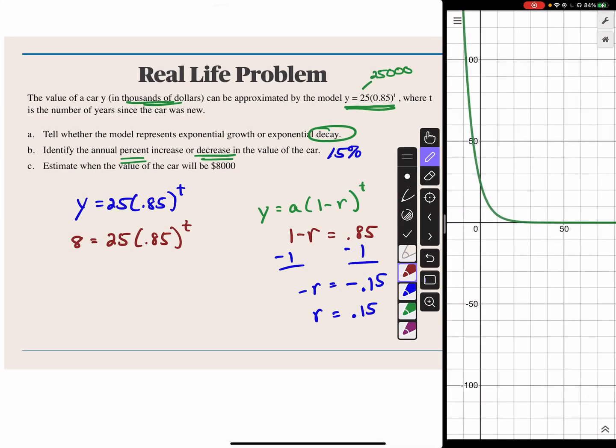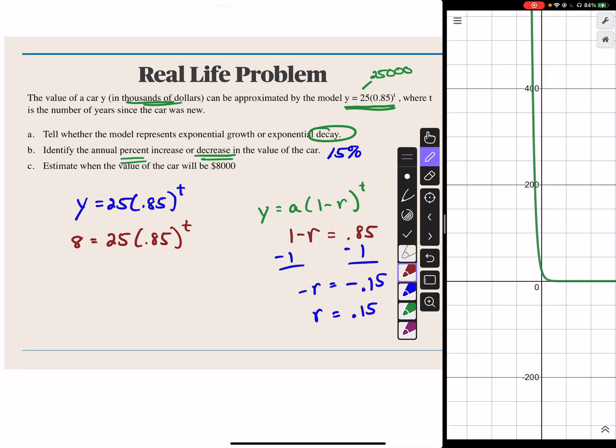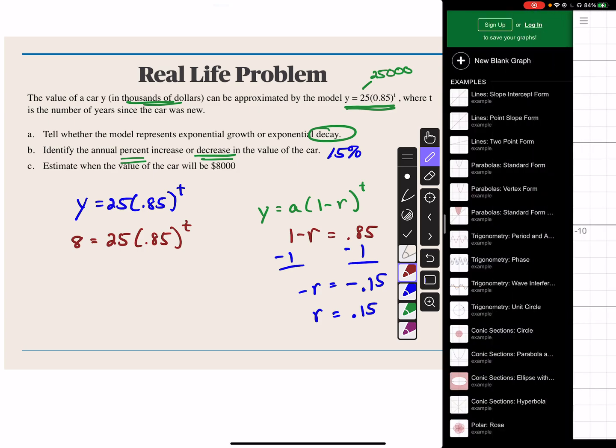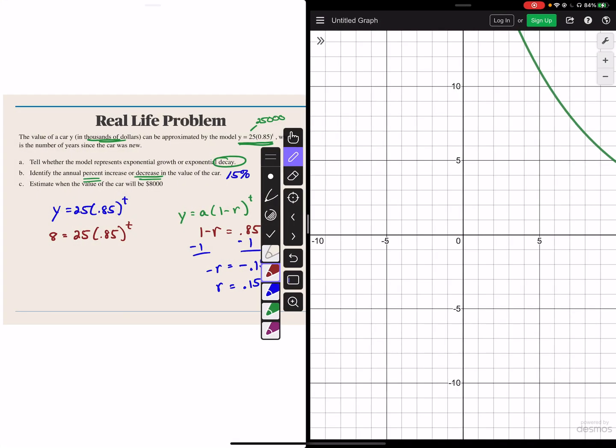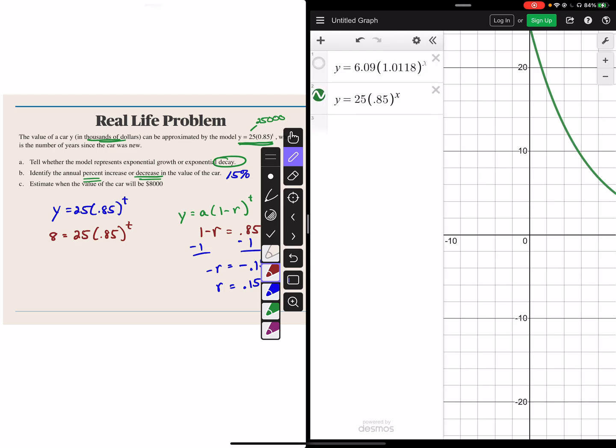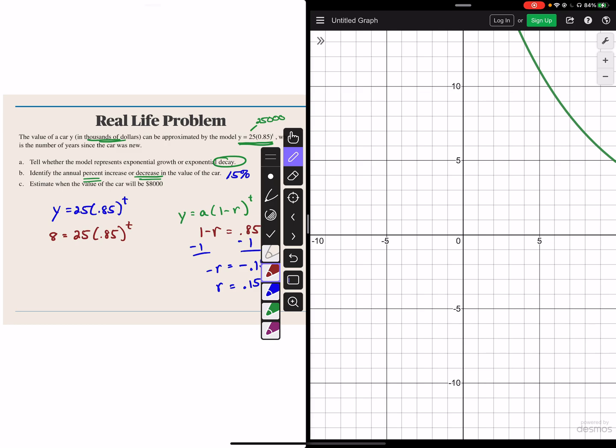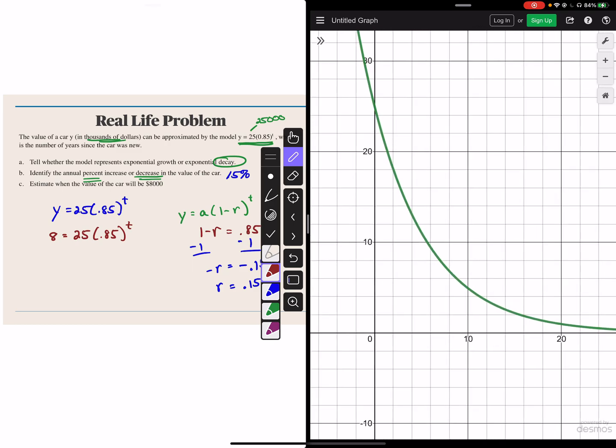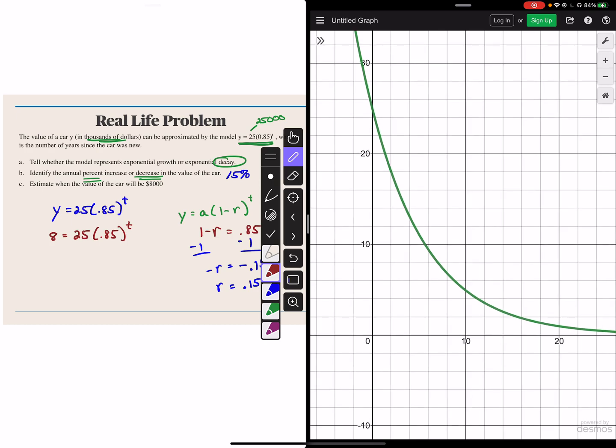We can still graph this equation. So let's take a look at it here. I'd like to see my equations. There they are, and that is the one I have highlighted right there: y equals 25 times 0.85 to the t. So the graph is shown here. You can see at the very beginning, that's going to be our y-intercept at (0, 25). That means when time is 0, the car's new, no time's gone by, it's worth $25,000, the original amount. And as I trace this graph, you'll start to see some of the other values.